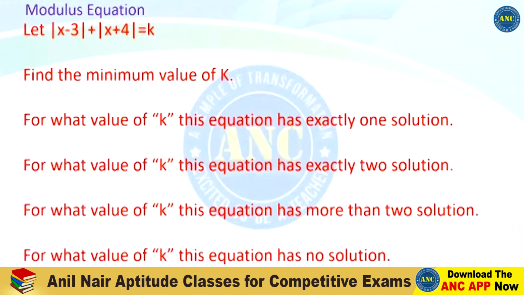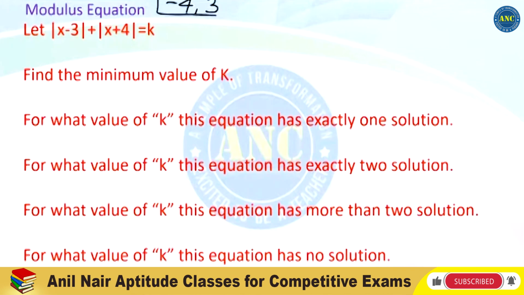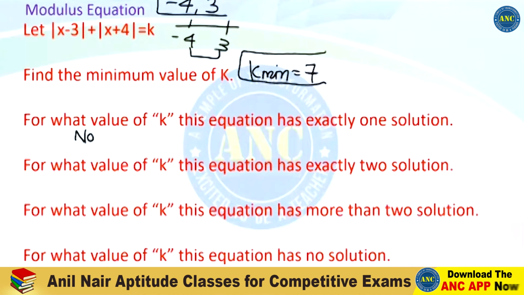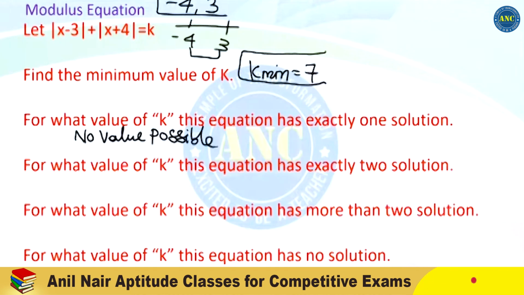Mod of x minus 3 plus mod of x plus 4 equivalent to k. Critical points are nothing but minus 4 and 3. The minimum value is between minus 4 and 3. What is the gap, sir? The gap is nothing but 7. So k minimum is nothing but 7. Exactly one solution: no value is possible. Exactly two solutions: k is greater than 7.